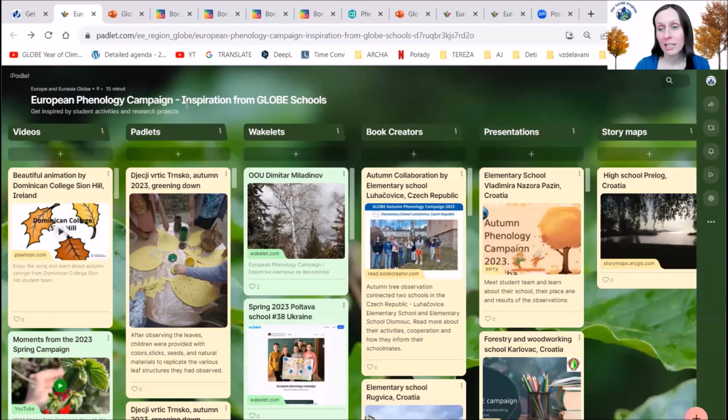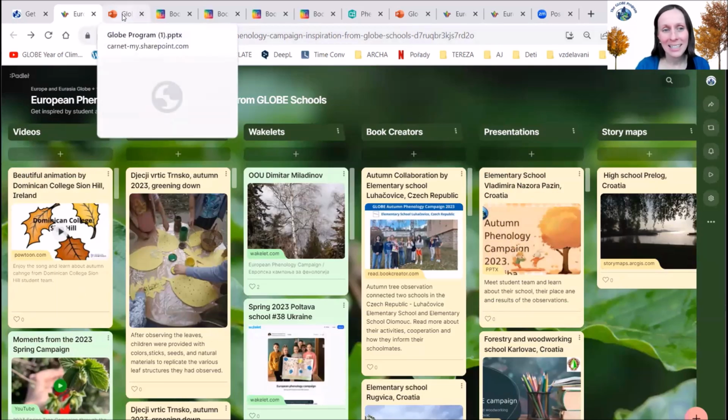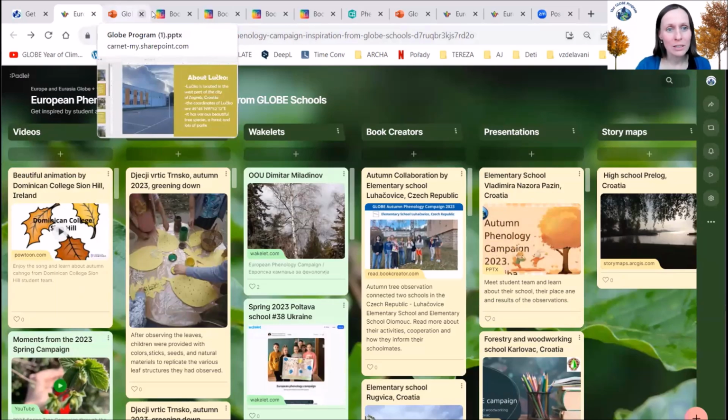And unfortunately, we couldn't really fit all the presentations. We couldn't let all the teams speak today. So let me just quickly introduce some of these materials.